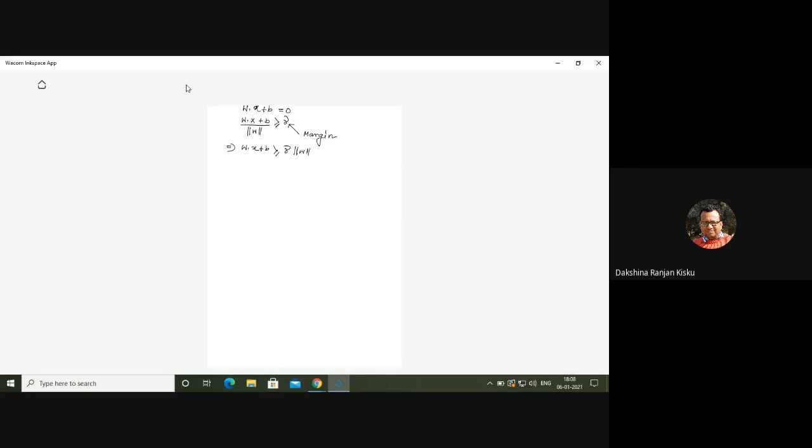Now we can write one in place of gamma into mod W. This is a matter of scaling. So by proper scaling, we can have the value one for gamma into mod W.